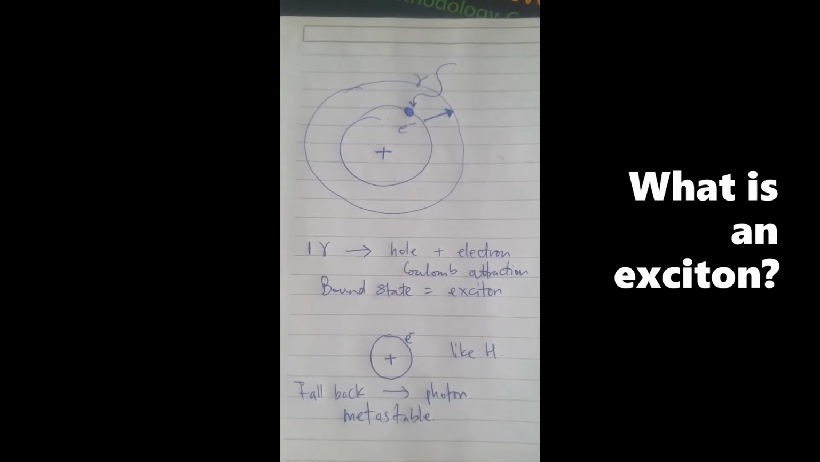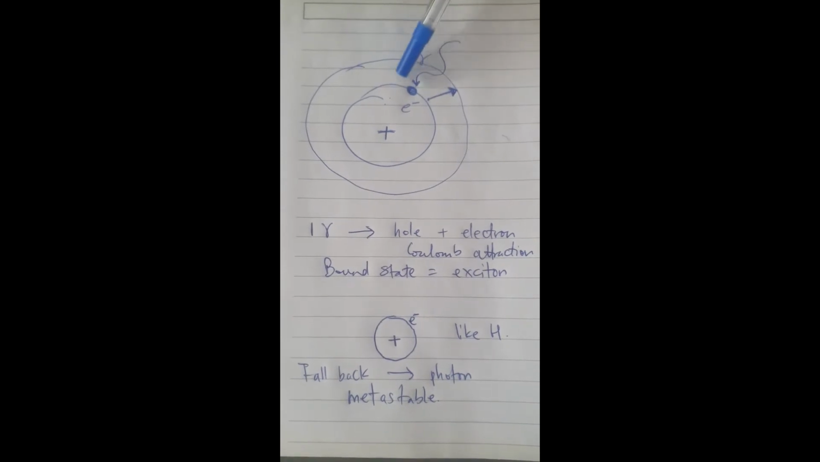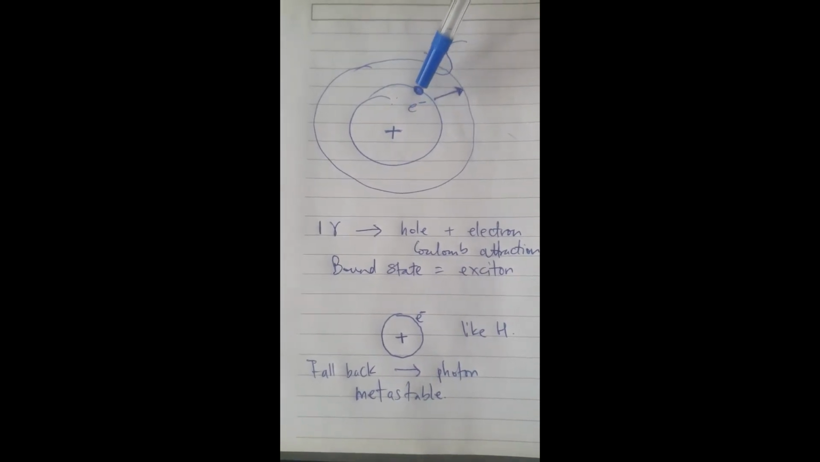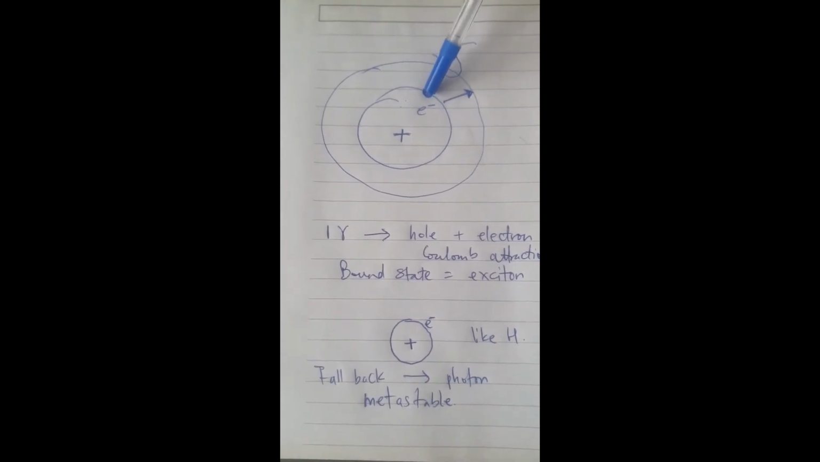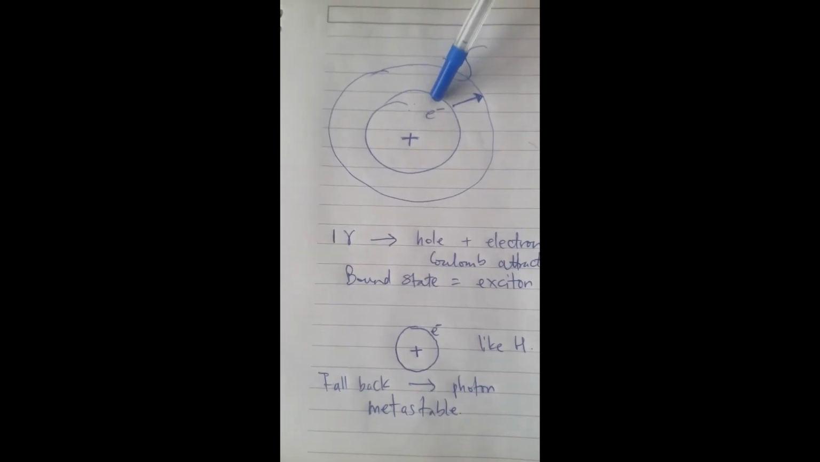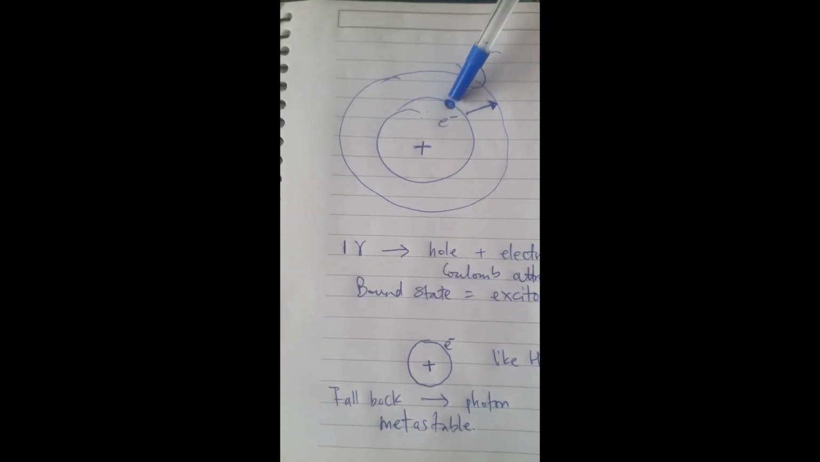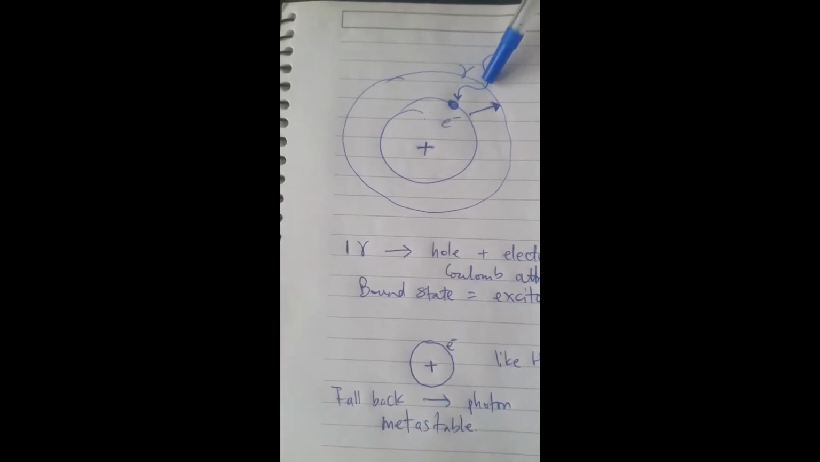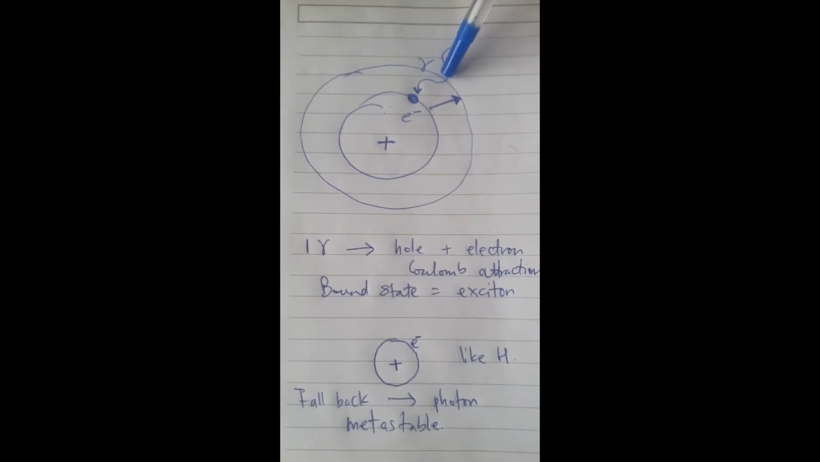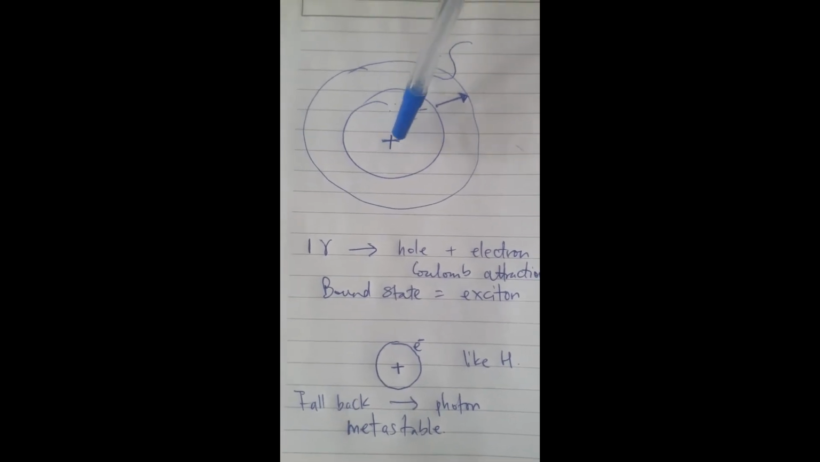All right, so here we have a diagram of an exciton. If you say that this is an electron and a photon comes in and hits the electron, it absorbs the energy of that photon. The electron goes up to a higher energy level. And what happens is that once the electron has escaped, it leaves a positive hole.